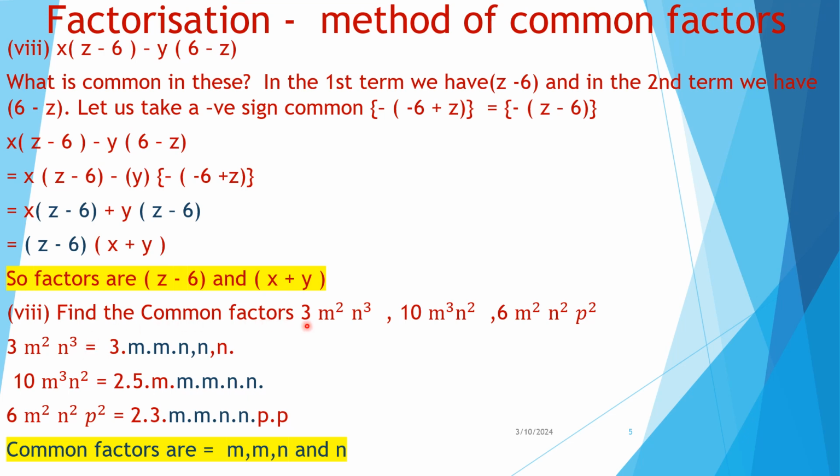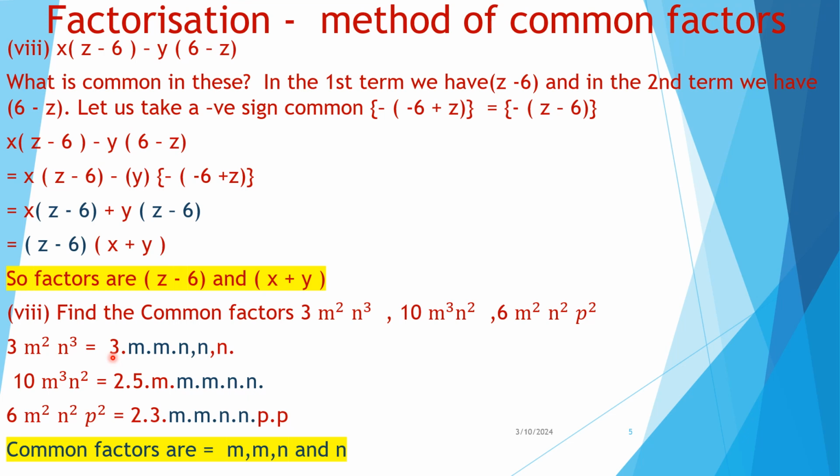Find the common factors of 3m square n cube, 10m cube n square, 6m square n square p square. By now you must have observed that by looking at the terms you can find out the common factors. But still we will go step by step.